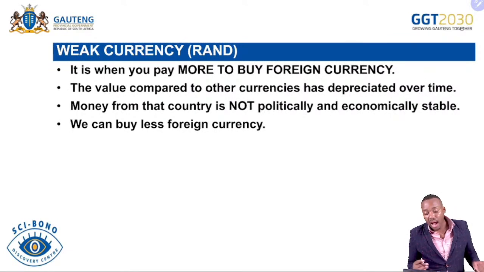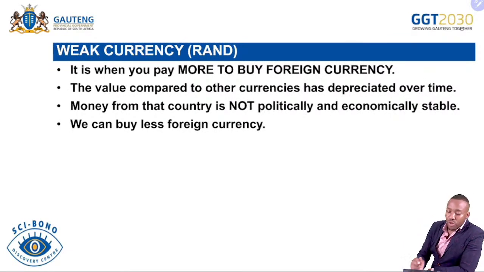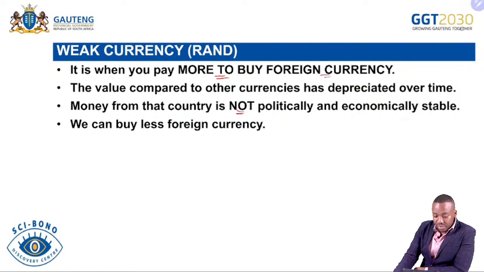Weak currency, our currency will be weak when we pay more to buy what? Foreign currency, meaning it is going to be expensive for us to buy what? That foreign currency. It means the value compared to other currencies has depreciated over time. Money from that country is not politically and economically stable. It means we can buy less foreign currency. Then our currency will be weak.